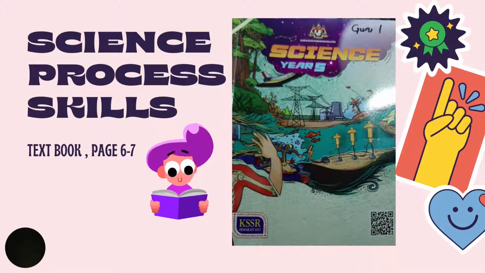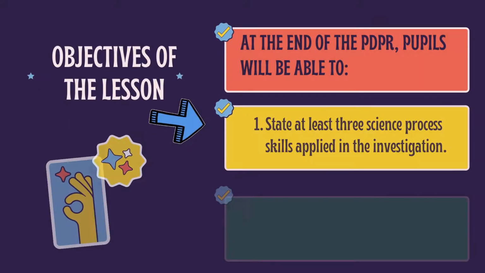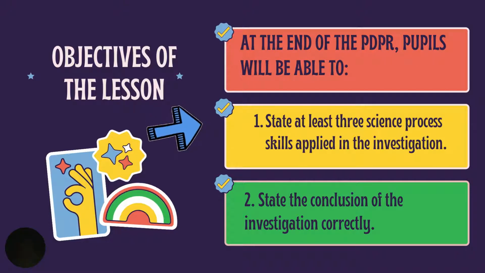Today, we are going to learn about science process skills. You can open your textbook and refer to page 6. The objectives of our lesson are, at the end of the PDPR, pupils will be able to: number 1, state at least 3 science process skills applied in the investigation; number 2, state the conclusions of the investigation correctly.